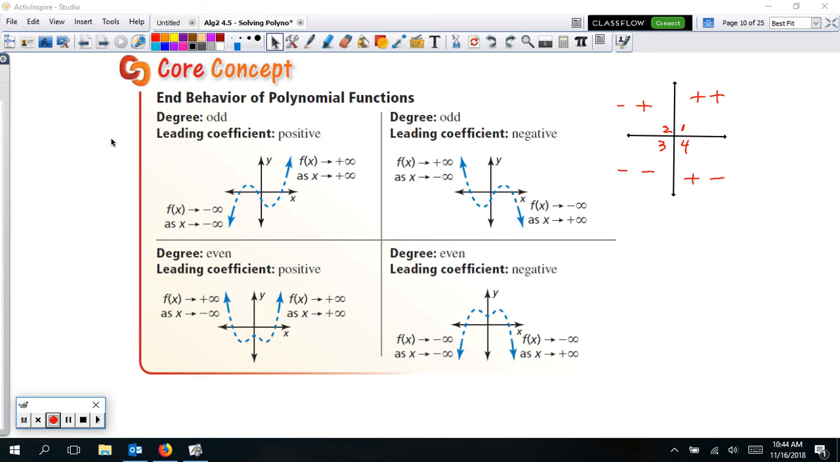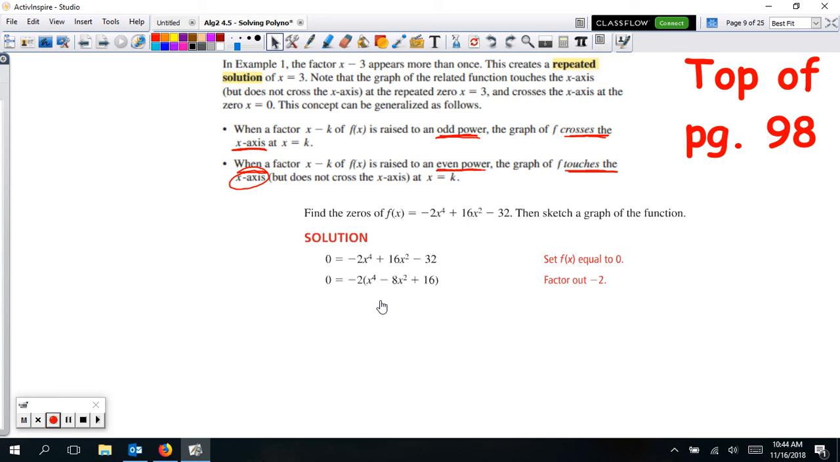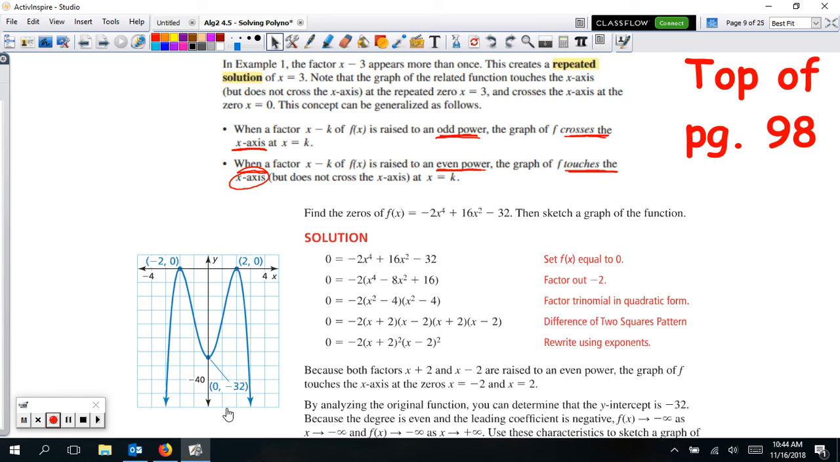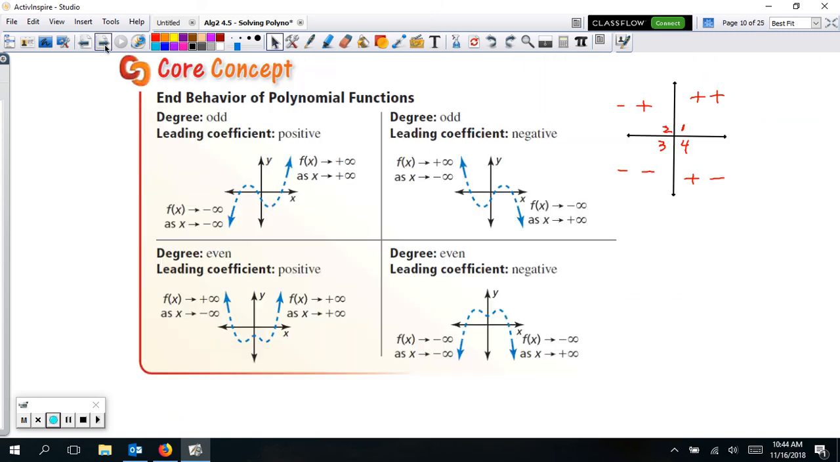So that was like the one we just saw here, where both were pointing in the same direction because our degree was even. It was a 4. The leading coefficient here is a negative number, so they're both pointing down. That's also what this is saying. If your leading coefficient's positive, when it's even like this, they're both pointing up. If it's negative, they're both pointing down.